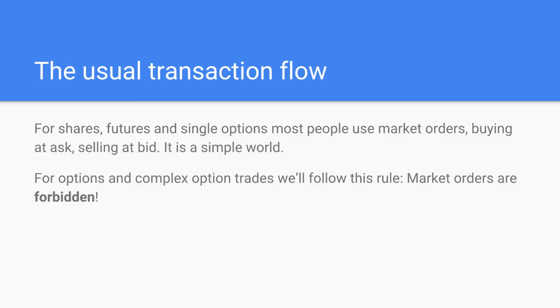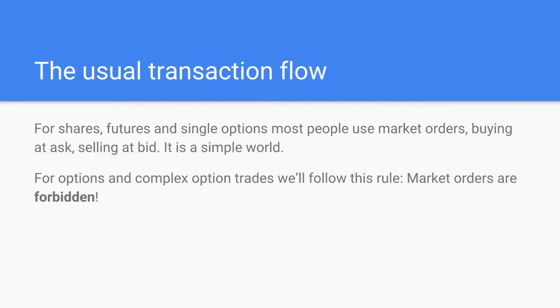So the difficulty arises because the usual transaction flow that you're accustomed to is for shares and futures and most other equity instruments out there. It's very simple. You have just one type of instrument, and the only thing you have to do is buy it or sell it. I mean, what else is there to do? I either buy the shares or sell the shares, or I buy the futures and sell the futures. It's the simplest of worlds, where buying and selling is simple.